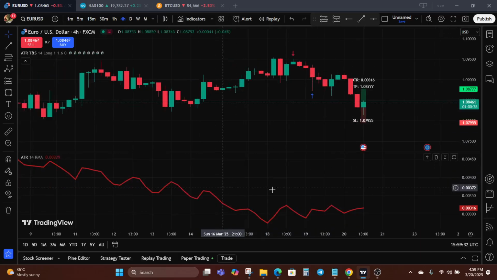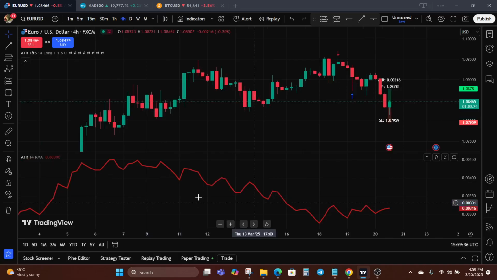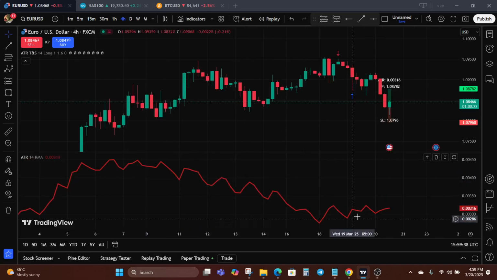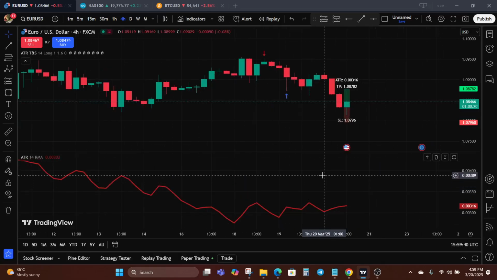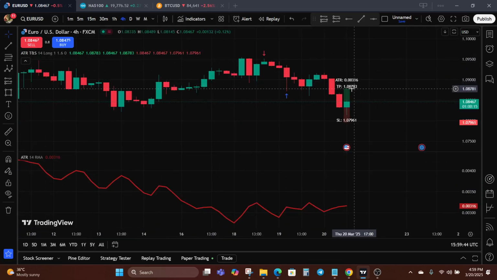All right. Now this is a volatility-based tool that is usually plotted in an indicator window. And then we are going to be looking at a strategy that also uses the ATR that gives us take profit and stop loss levels.